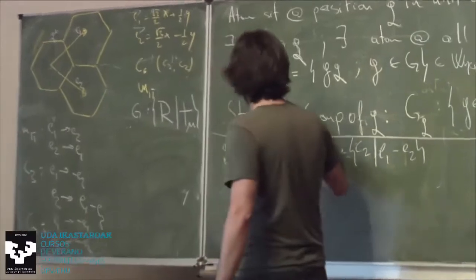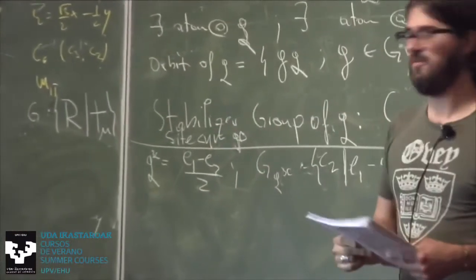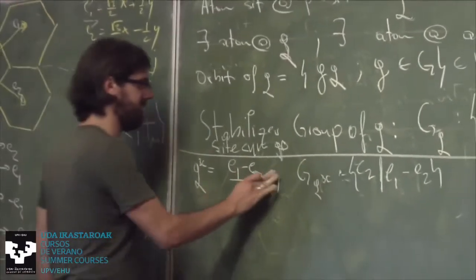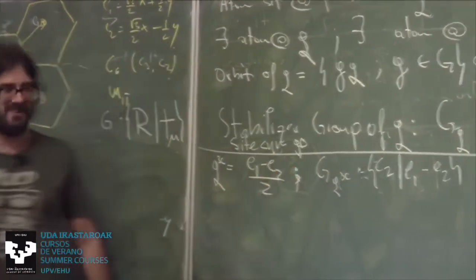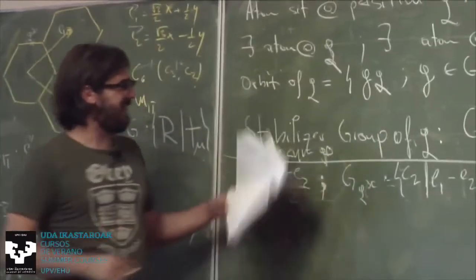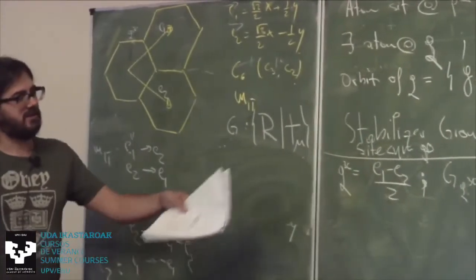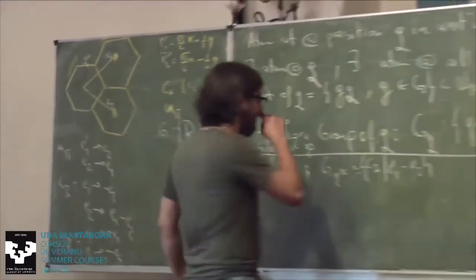They're used interchangeably. So site symmetry group and stabilizer group are the same thing. Thank you. Okay, so the stabilizer group or site symmetry group contains the C2 element.